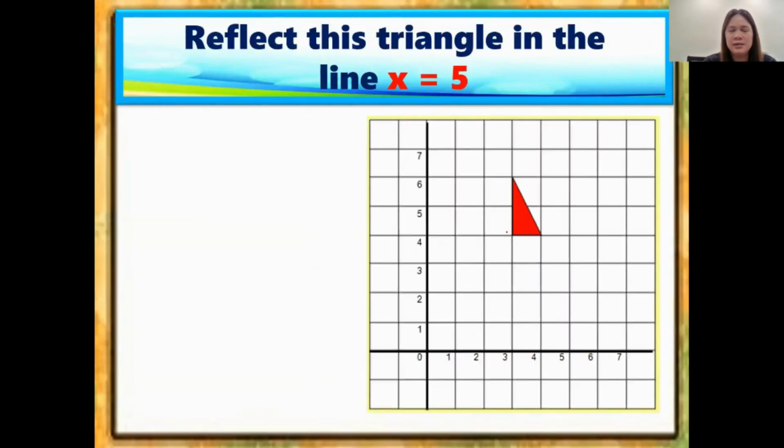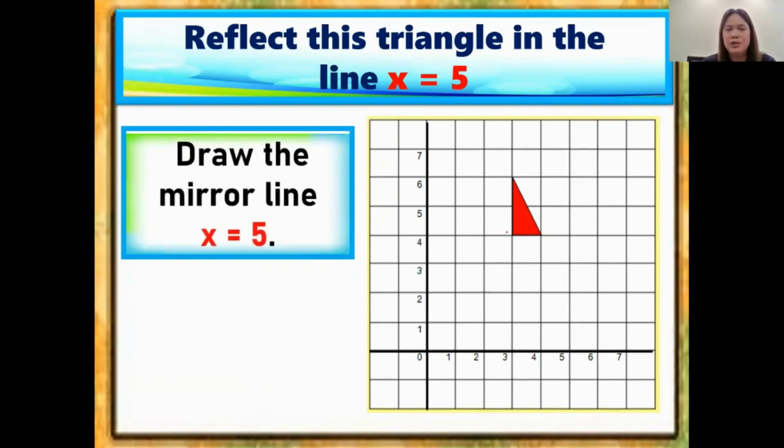So try this one, Year 8. If you can, draw first the triangle in your copybook, and I want you to draw the line x equals 5. So where is x equals 5? That's what you need to draw first. And after you draw x equals 5 as the mirror line, then you have to count how many squares to the left, and reflect it also to the right, the same number of squares.